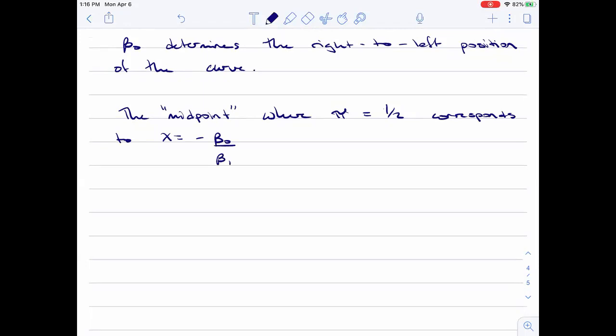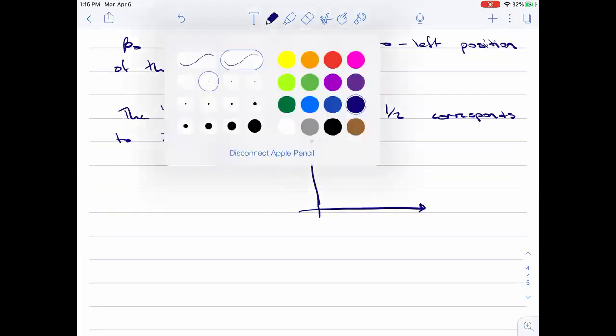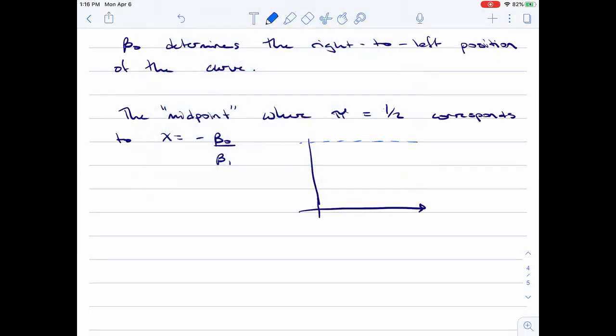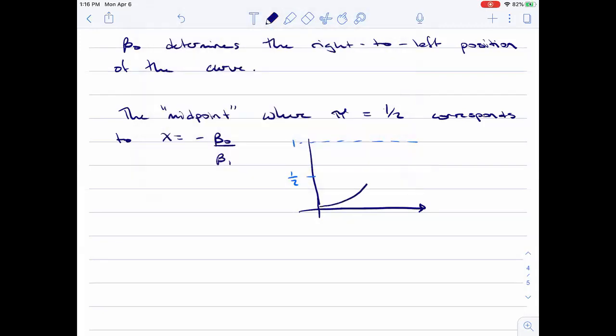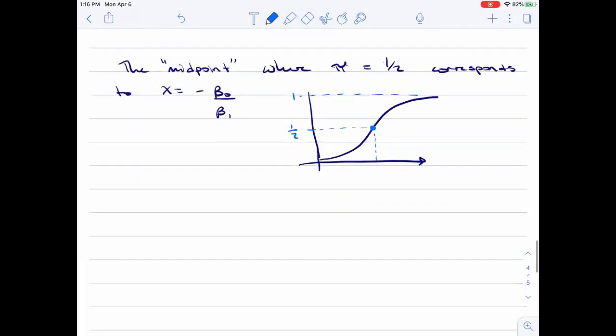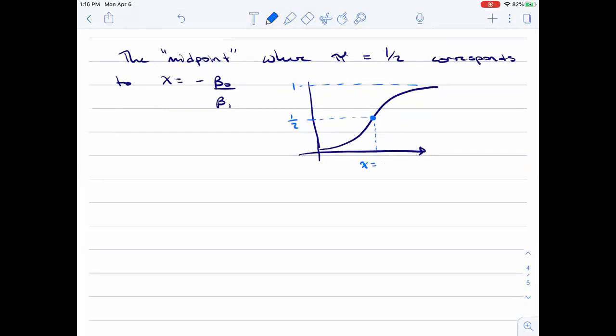Okay. So what that looks like here is, let's say you've got something like this. 1, then I guess this is 1/2. If we've got a curve that looks like this maybe, then the x value at this point is negative beta naught over beta 1.